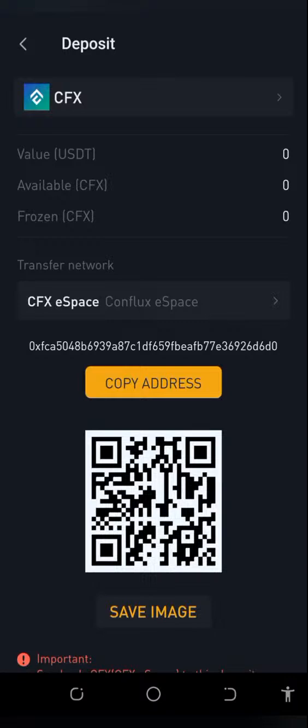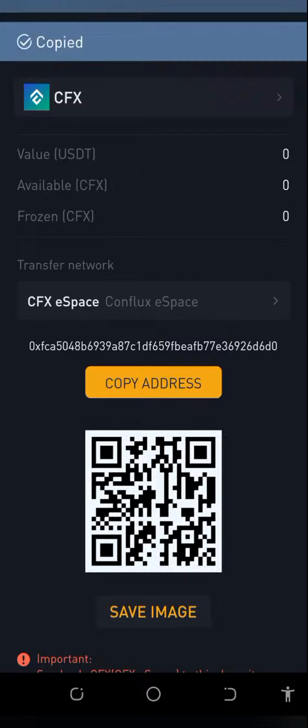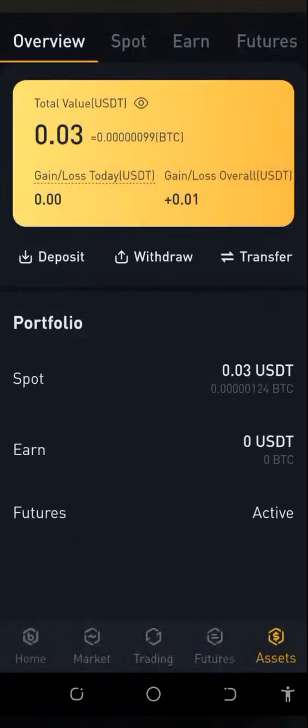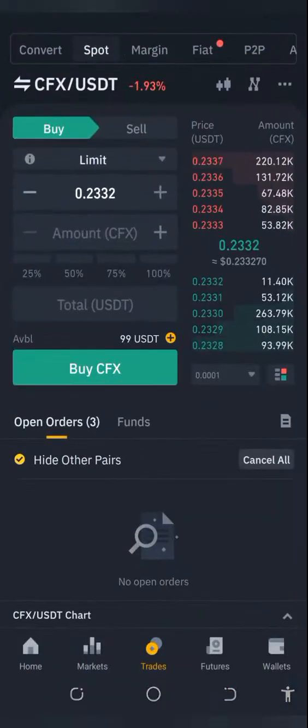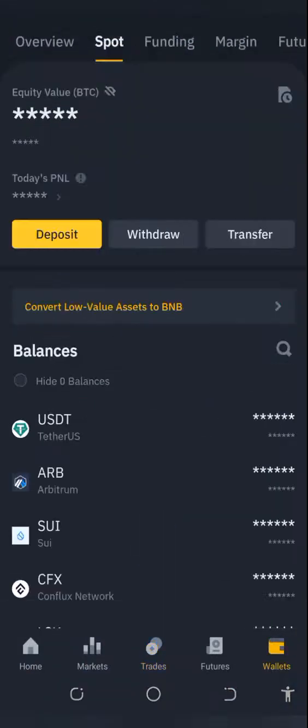So it's currently CFX eSpace. So we're just testing this out. If this works, keep your fingers crossed. If this works, we're coming back to do this trade live. Okay. So let's copy it. And then we will go back to our, okay. And then we will withdraw. Let's withdraw.